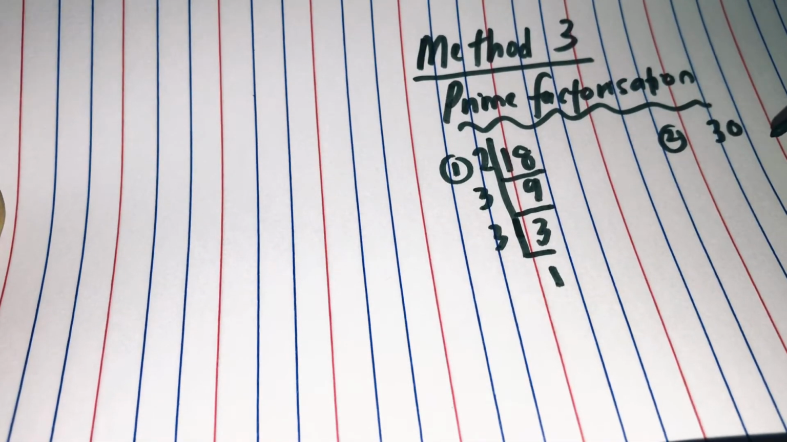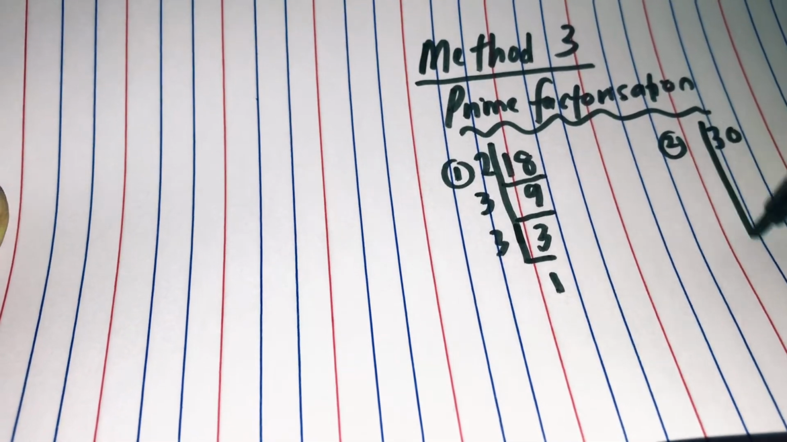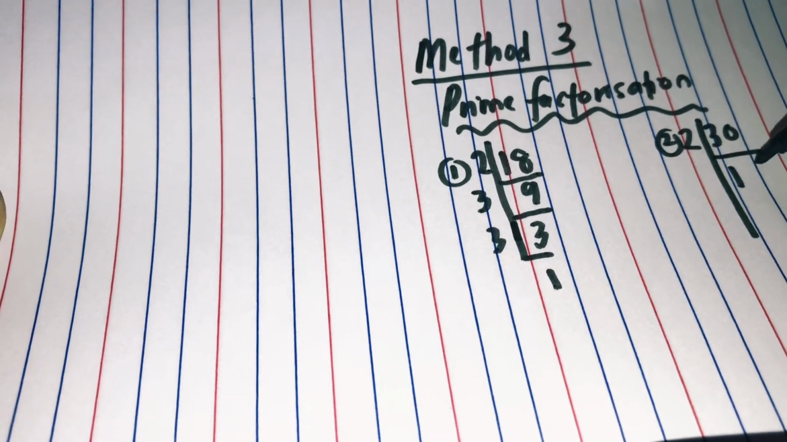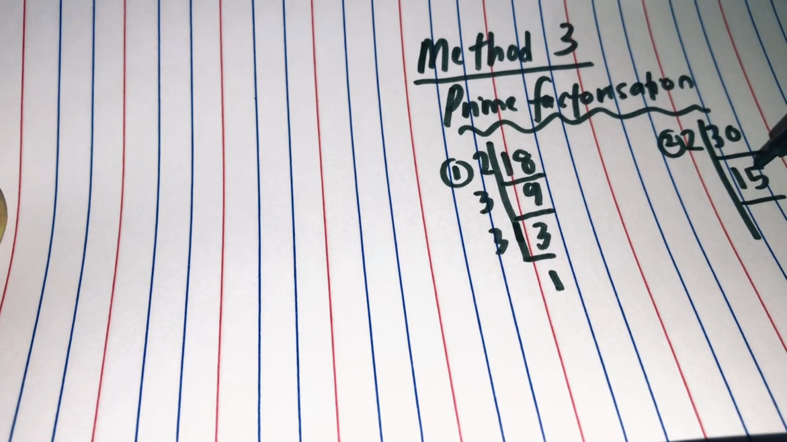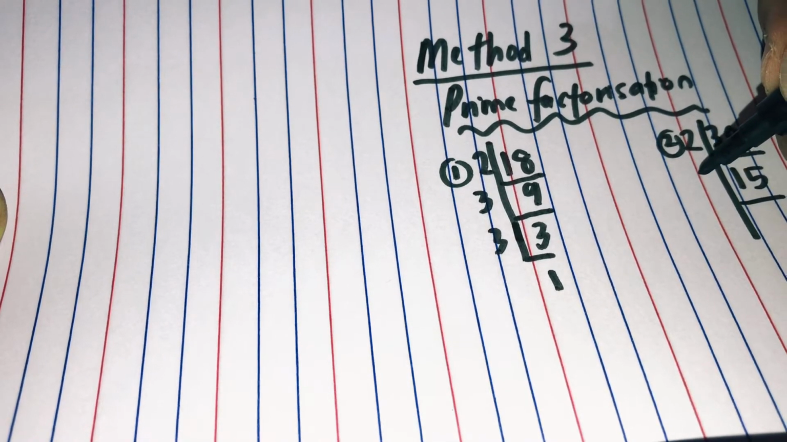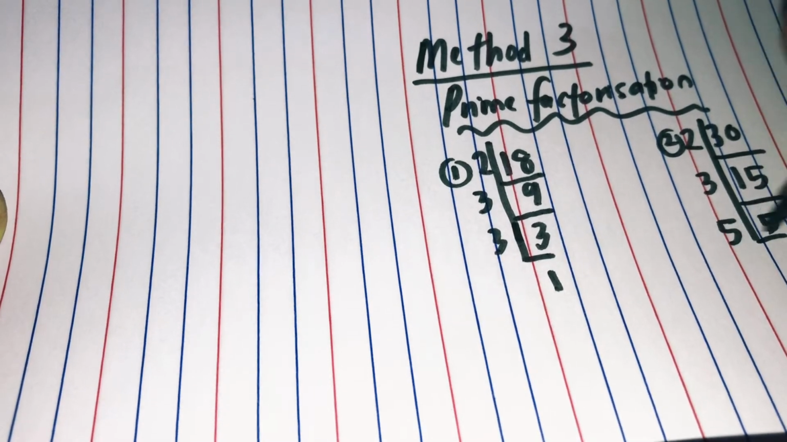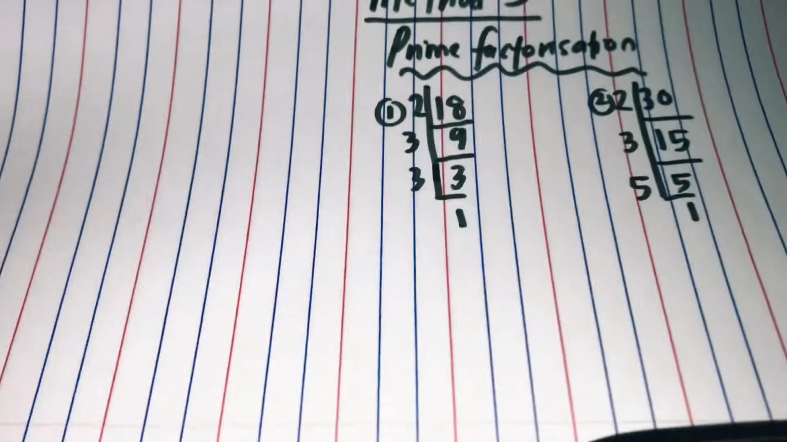And then 30. 30 divided by 2, you get 15. Then 2 cannot, so you choose 3. 15 divided by 3, you get 5. And then 5 divided by 5, 1. Divide until you get 1.